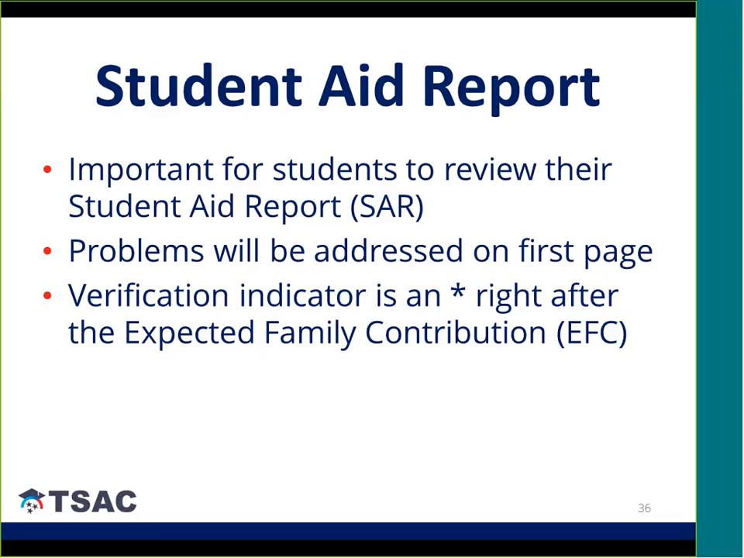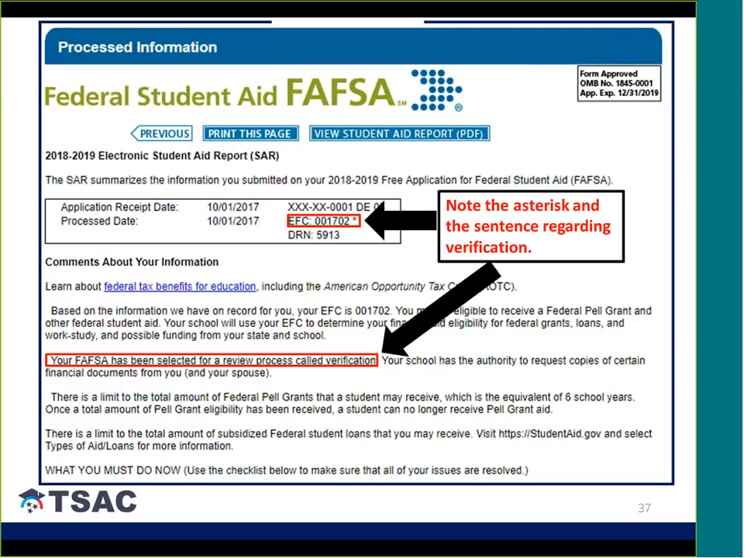If they see an asterisk by that EFC, that means the student has been selected for FAFSA verification. This is a screenshot of last year's student aid report because I don't have a new one yet. But again, this is an example.